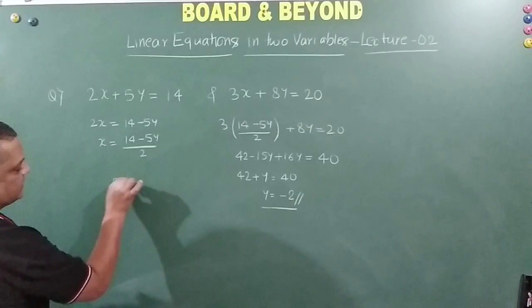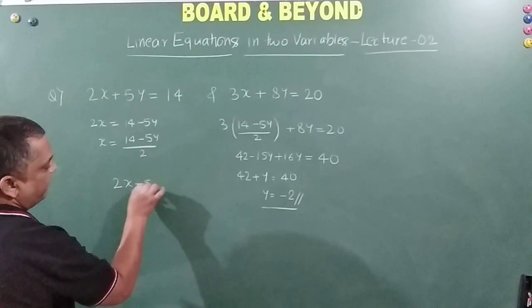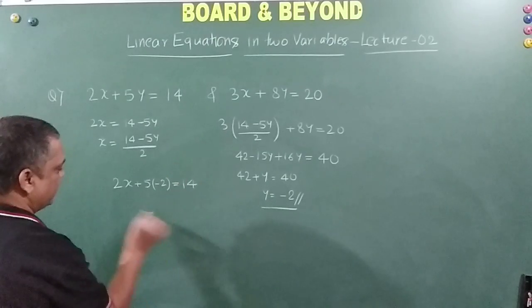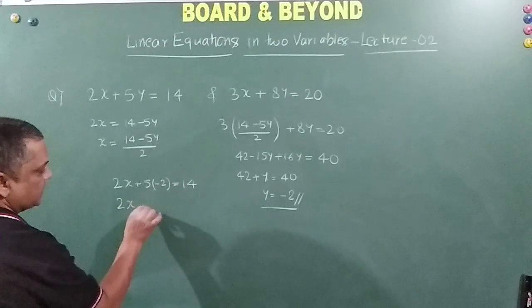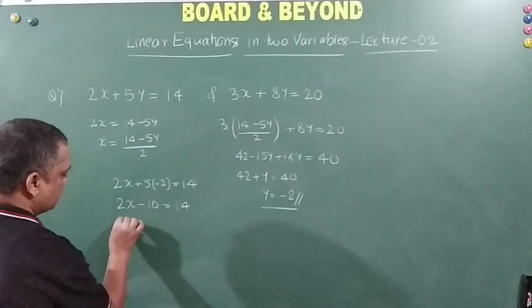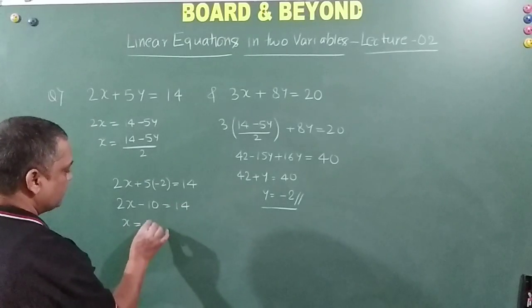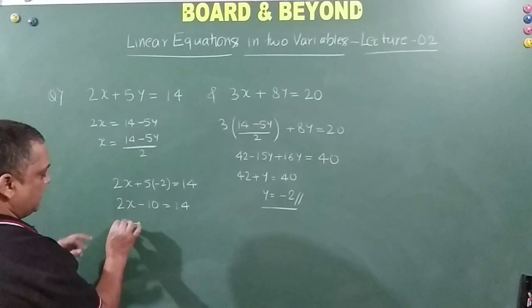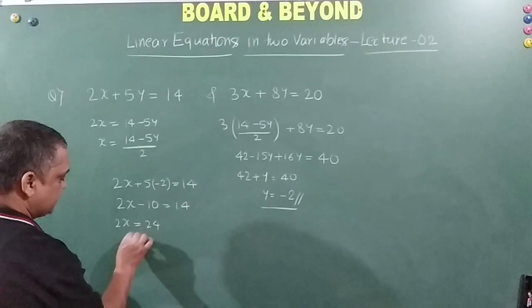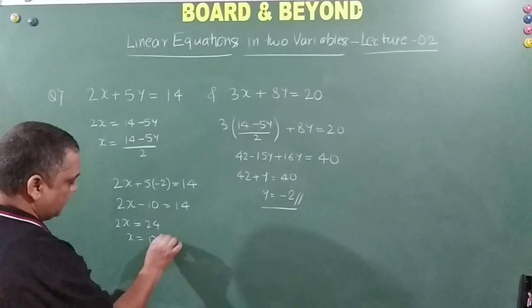So this is 2x plus 5 into minus 2, that is equal to 14. You all are getting it? So 2x minus 10 is equal to 14. So x is equal to how much, my friends? Let's say 2x first, that is equal to 24. So x is equal to 12.